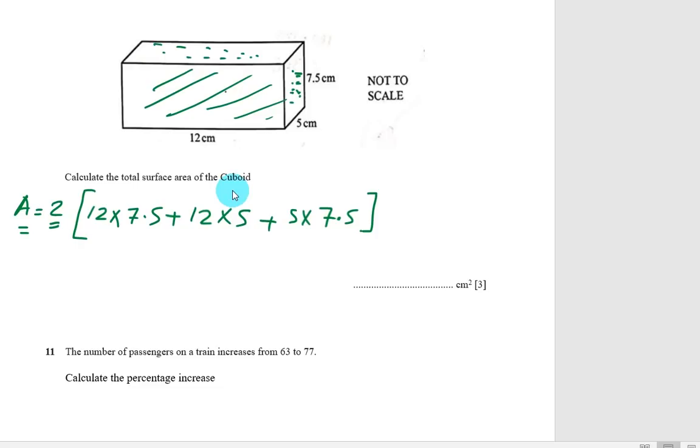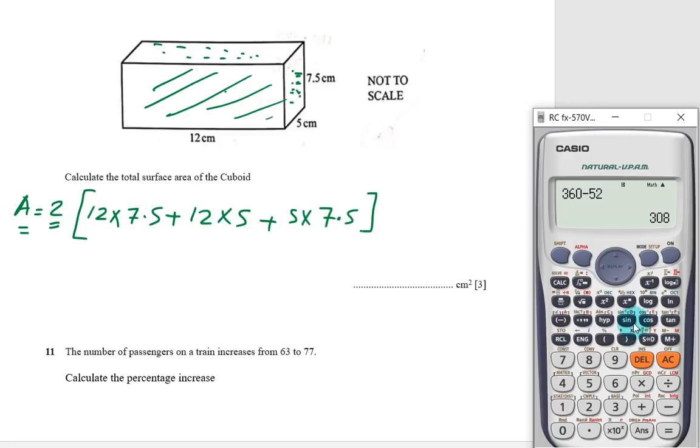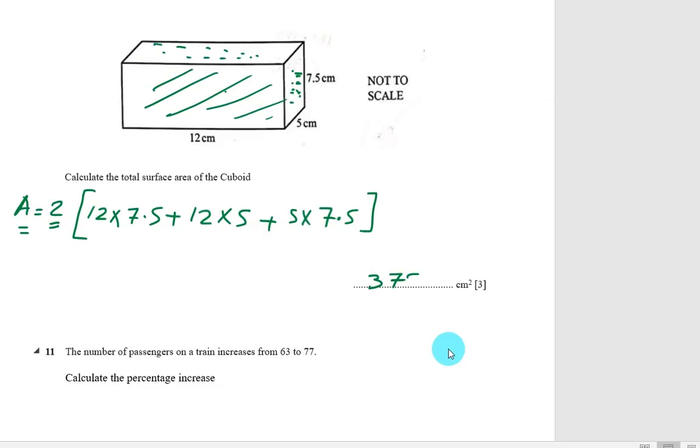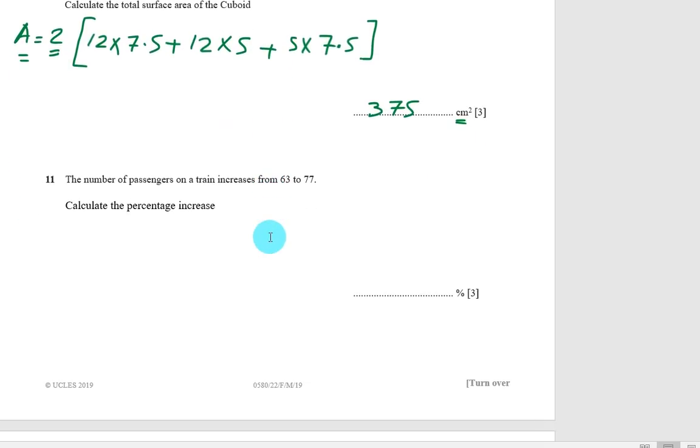2, because for each of these surfaces I have two surfaces. Okay, total surfaces is 6. So 2 multiplied by 12 by 7.5 plus 12 by 5 plus 5 by 7.5. So the total area is 375 centimeter square. Okay, let us go ahead.